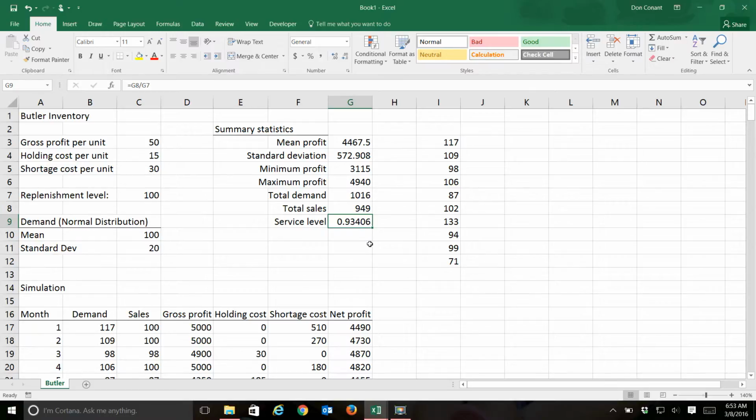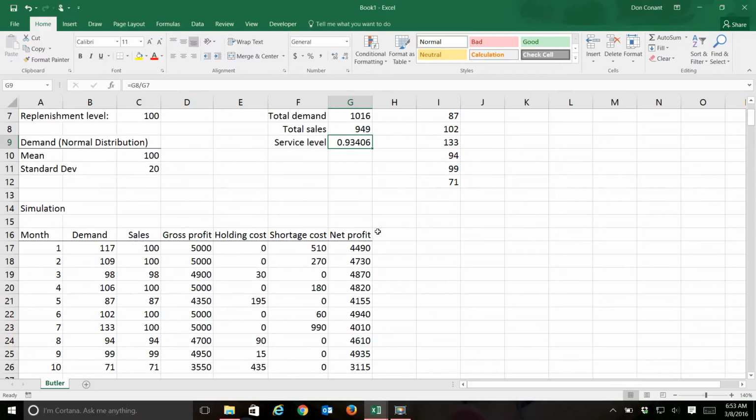Now I can ask you things like, what's the mean profit? What was the max or the min? I can ask you, what was the net profit for period 6? I could ask you, what's the holding cost for period 3 or period 2? I could ask any question and we'd have the same answer, but you wouldn't have them right if you hadn't set up all of these calculations correctly.